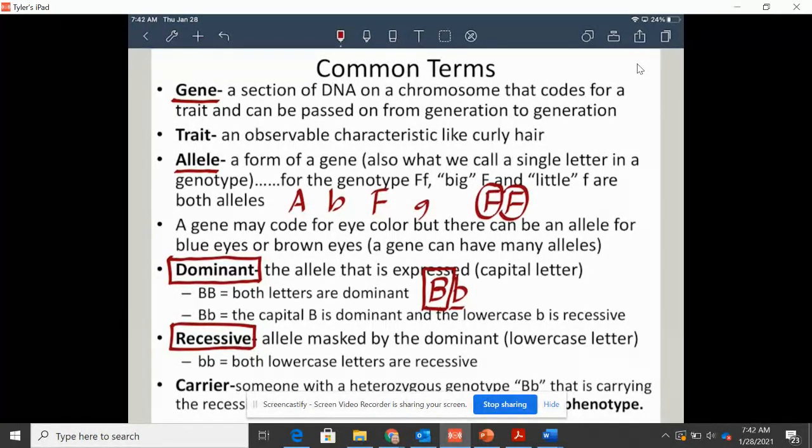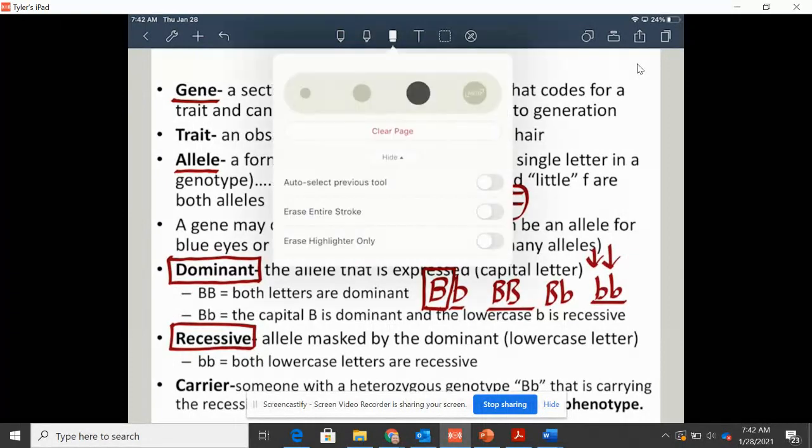Again, the only way you could express a recessive trait is if you have two recessive alleles, right? If you have just one dominant allele, the dominant trait shows. Remember, you always get one from mom, one from dad for every single trait in your body, okay? And so knowing that then, let's kind of take that and apply that a little bit here.